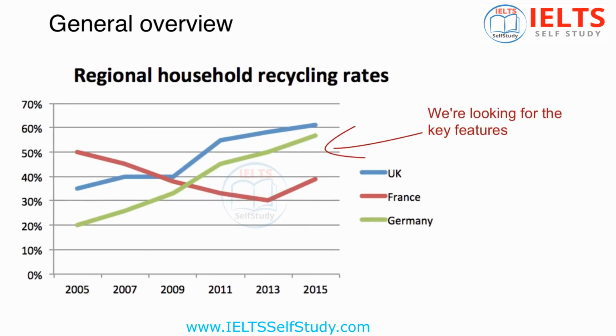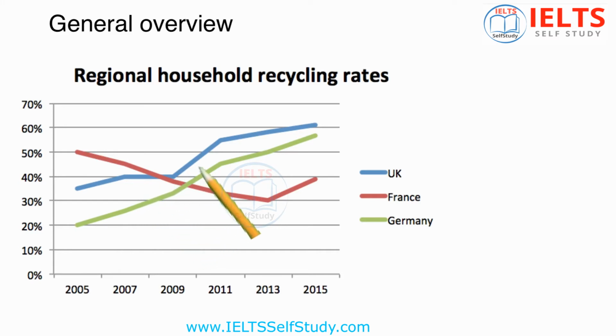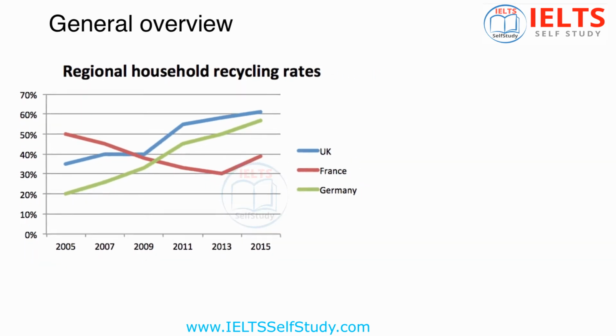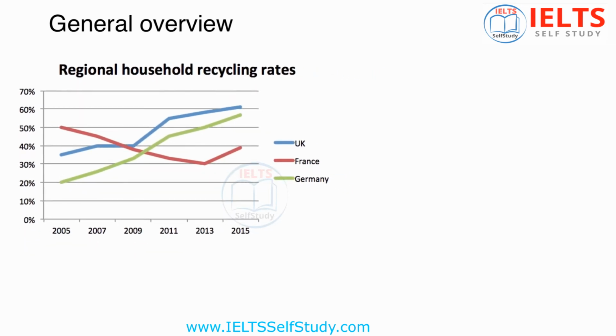So, let's take a look at the key features on our graph. It's easy to note that the UK and Germany's rates went up, while France's rates went down. So that's our two key features. You should normally have from 2 to 4 key features.